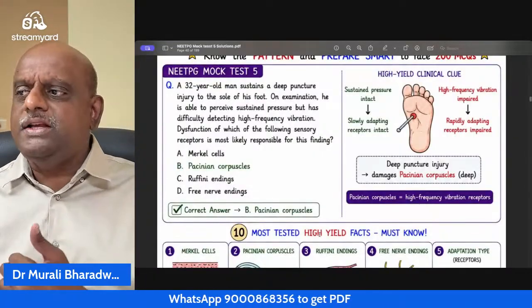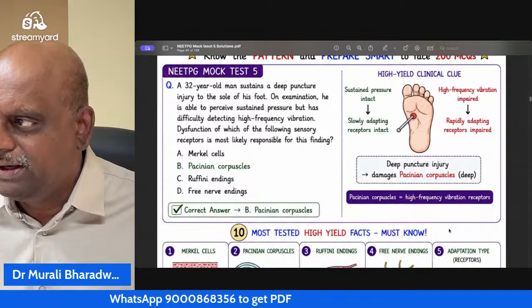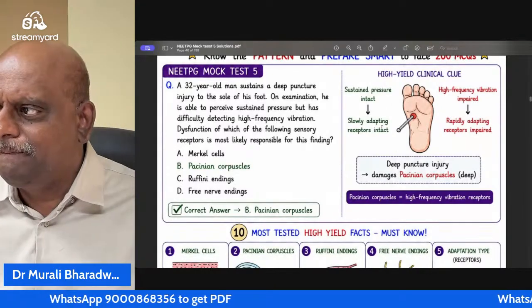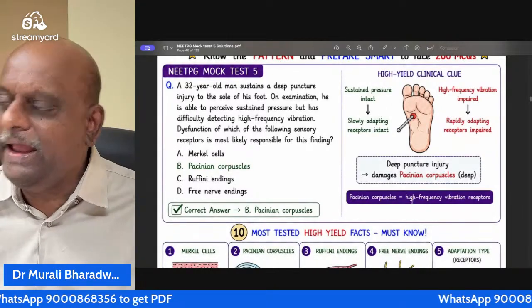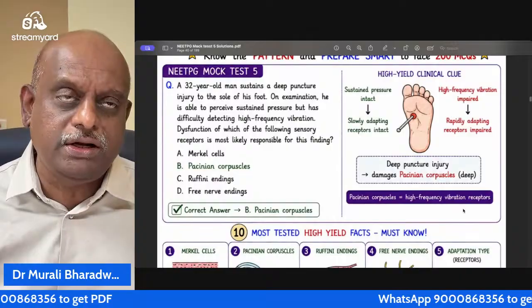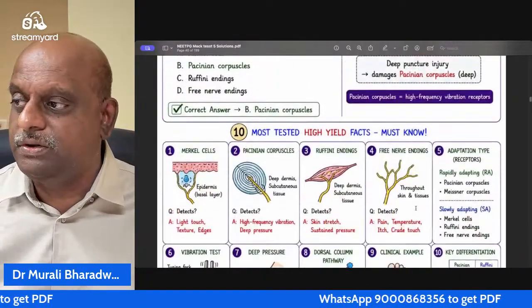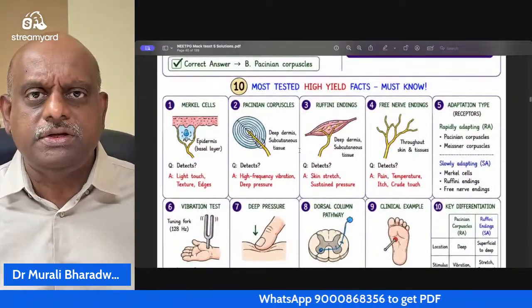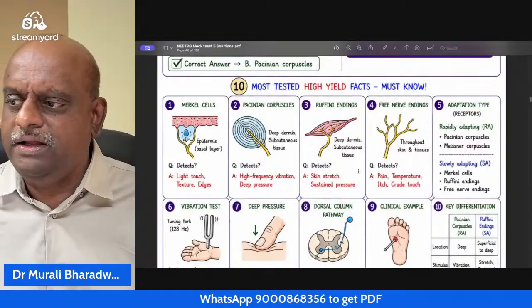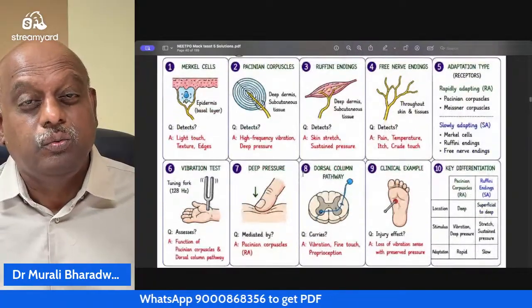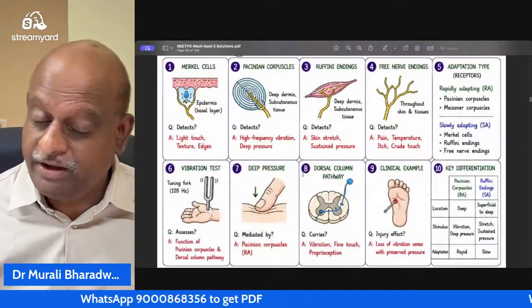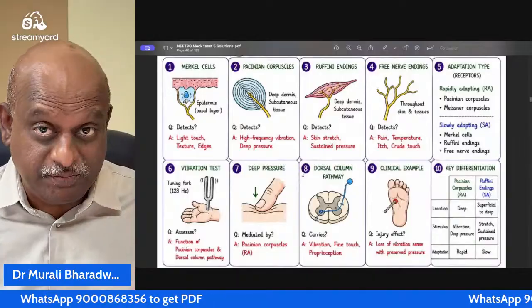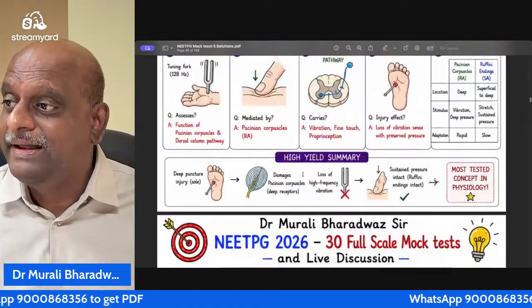A 32-year-old sustains a deep puncture injury in the sole of the foot. So which sensory receptors typically are high frequency vibration receptors? Pacinian corpuscles. So Merkel's disc, roughness, free nerve endings. Which receptor does what? Favorite question of the examiner, sensory receptors, don't miss that.